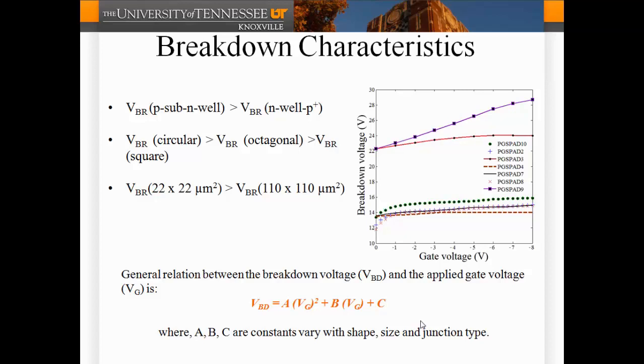The breakdown voltage for the small device is slightly larger than for the large device, but there is no significant change. It could be some. And this is the curve showing an equation that was developed based on this curve fitting.